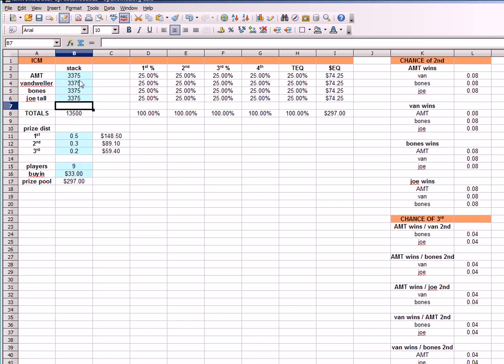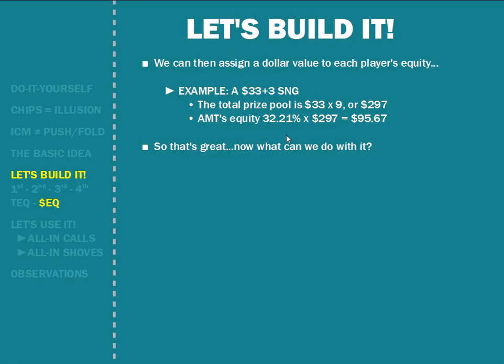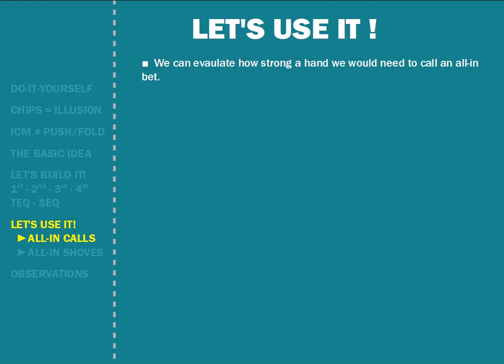So we did it. We actually have a working ICM calculator, and it's fun to just mess around and see what happens with equities. But now that we have it, what can we do with it besides play around with it? Well, for one thing, we can use it to evaluate how strong a hand we would need if someone shoved all in on us, and we were trying to decide whether to call or not.